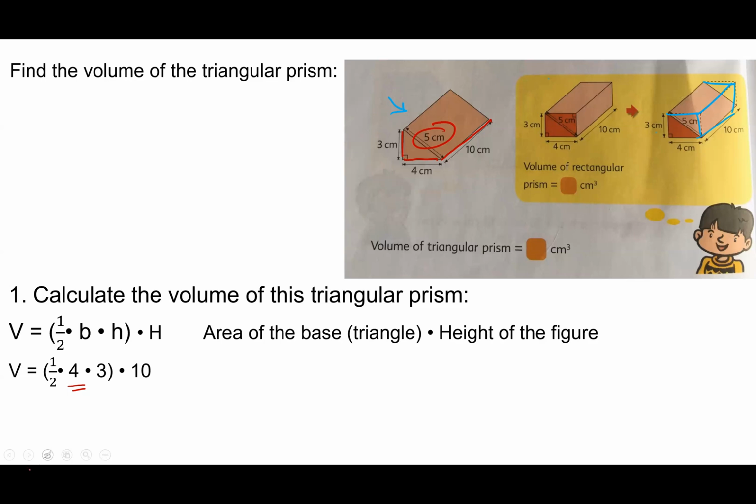Can you guys see the red, or would you rather that be a different color? About that. Why am I not using that 5 centimeters, you guys? What do you think? We only need the base and the height. Yep, we need the base and the height of the triangle, and then the height of the figure. This 5 centimeters is the hypotenuse of this right angle right here, and we don't want to deal with that at all. We need a base and the height that are at right angles to each other.